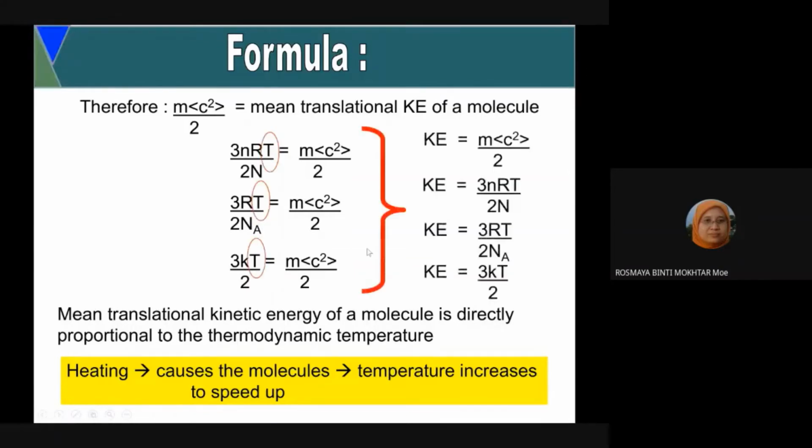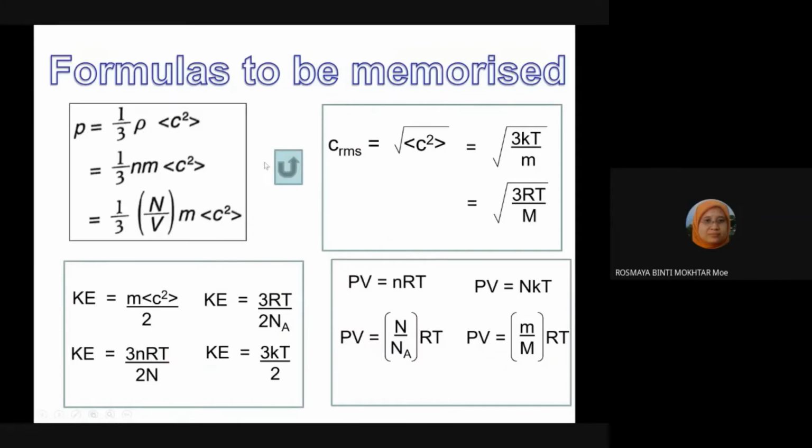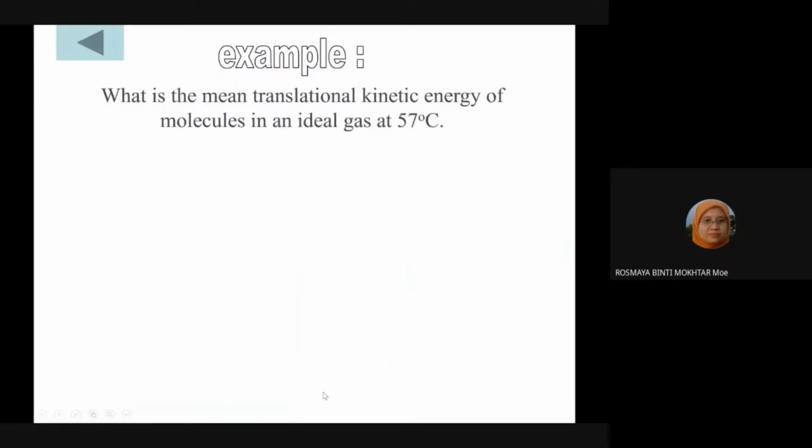We can also write it like this. This is all the formulas to be memorized. So we can include in this slide the other part, the formulas for the kinetic energy. Now we try an example related to mean translational kinetic energy.